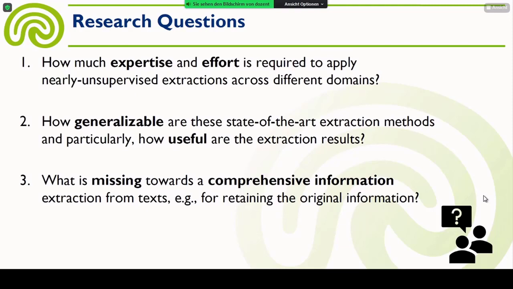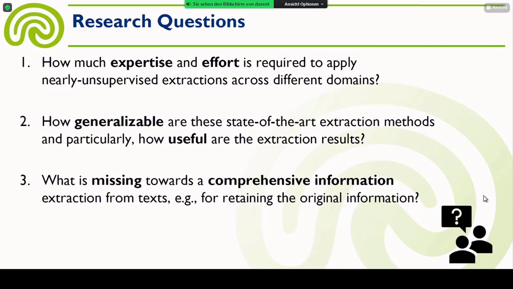How much expertise and effort do we need in practice to apply such workflows? Is it worth the cost to go in this direction, or should we stay and simply collect training data, right? And how generalizable are the methods? You state they are good for biomedicine, but do they work for political science, for example? Really important question. And the last question is, we can do the extraction, but what are we missing in practice? This is what I'm trying to answer in this paper.